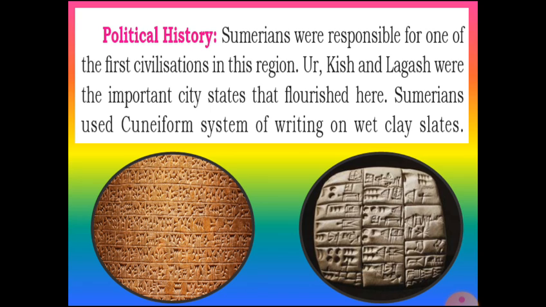The Akkadians ruled after Sumerians. They were conquered and destroyed by the barbarians. Later, Amorites, another Semitic tribe, ruled from Babylonia. They brought the Akkadian state under their control and established a large state.